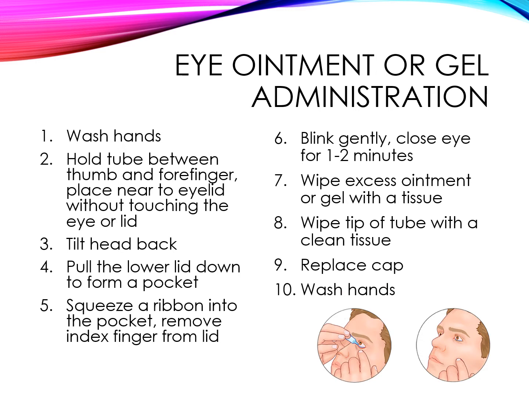There are a couple of differences when a patient is administering an eye ointment or gel versus an eye drop. First, the patient will need to pull down the lower lid to form a pocket, and then instead of placing a drop into their eye, they will squeeze a ribbon into the pocket, and then blink gently and close their eyes for 1 to 2 minutes.